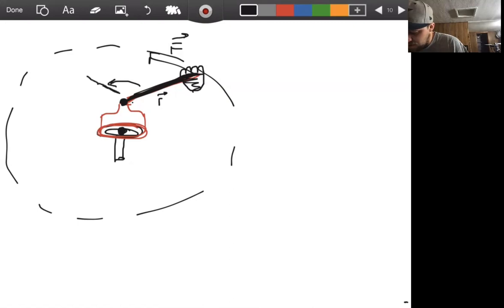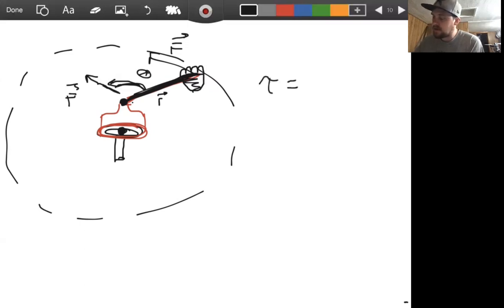So we can copy and paste our force vector down here, and we have some angle theta that we're rotating through, and this is kind of the picture you get. And torque can be calculated simply by taking the cross product of your position vector with your force vector.